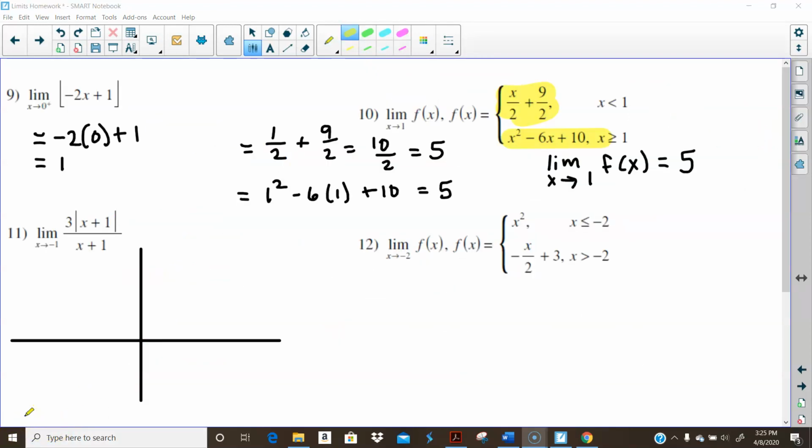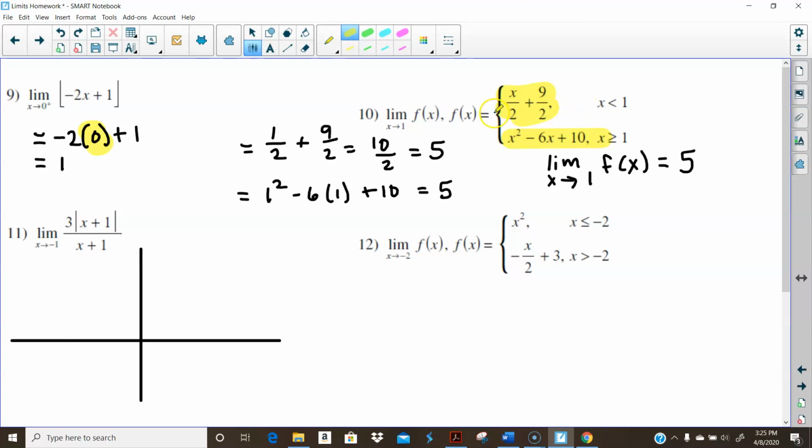On example 9, I'm going to use direct substitution. It says find the limit as x approaches 0 from the right. Since this is not a piecewise function, the left and the right side will be the same. So in place of x, I'm simply going to plug in 0, and the limit is going to equal 1.